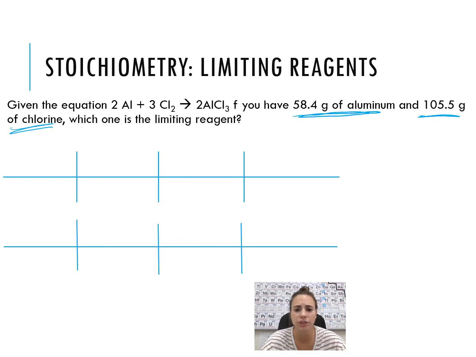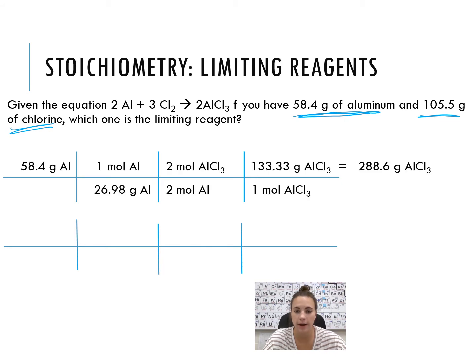So the way we're going to do this is we are going to convert each reactant starting amount to the product, aluminum chloride. Now let's say I had 2 products. You would just pick one and convert both of them to that same product. All right, so 58.4 grams of aluminum, convert that to moles, moles of aluminum to moles of aluminum chloride, moles to grams, and I get 288.6 grams of aluminum chloride.